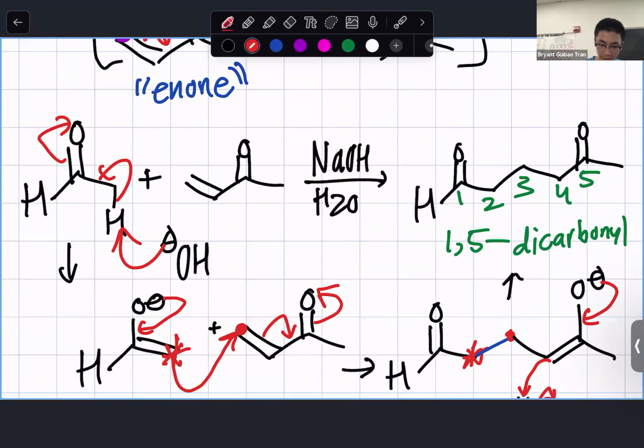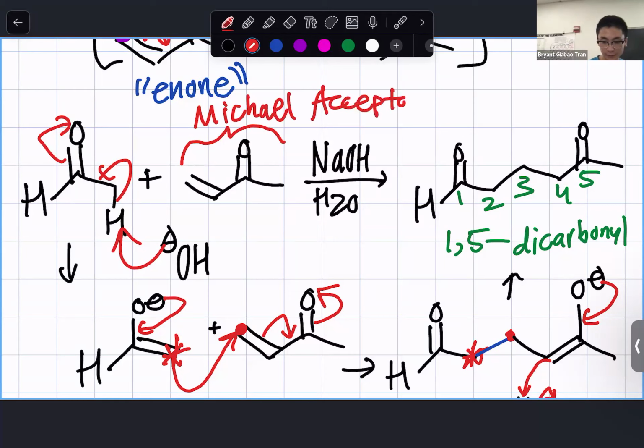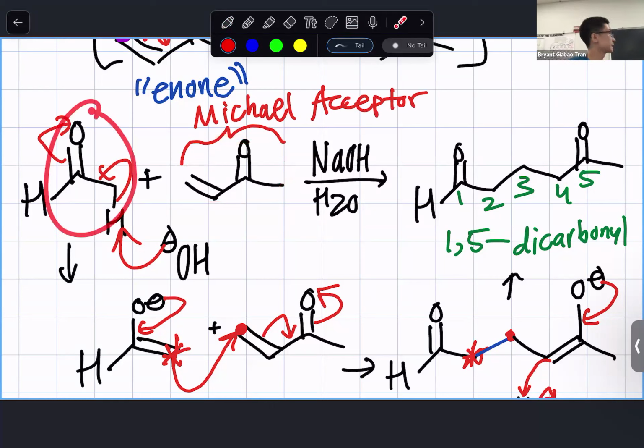This thing here, the enone or the alpha beta unsaturated carbonyl, is called the Michael acceptor. It's just another name for the electrophile or the alpha beta unsaturated carbonyl. Right? And this is the Michael donor, which donates electrons.